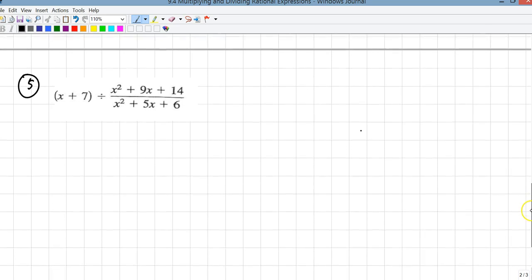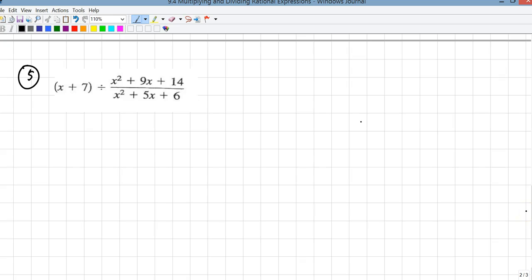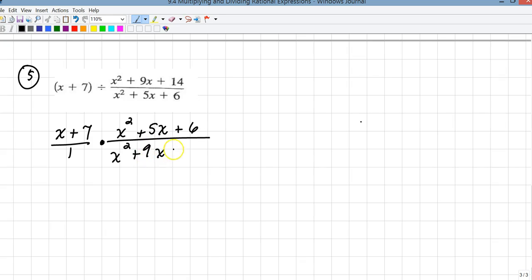Okay, let's try one more. Okay, so we've got one more division problem. We've got x plus 7 divided by a fraction. So we don't want to divide by a fraction. I want to write x plus 7 over 1 because that makes it a fraction. And we want to multiply by the reciprocal. So I'm going to change it to multiplication, and I'm going to flip the second fraction. That's what we do when we divide fractions. We multiply by the reciprocal.